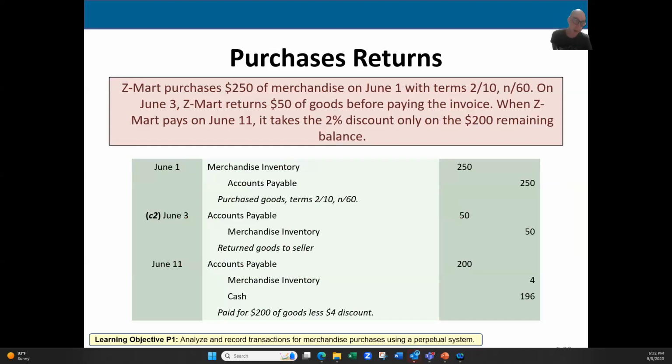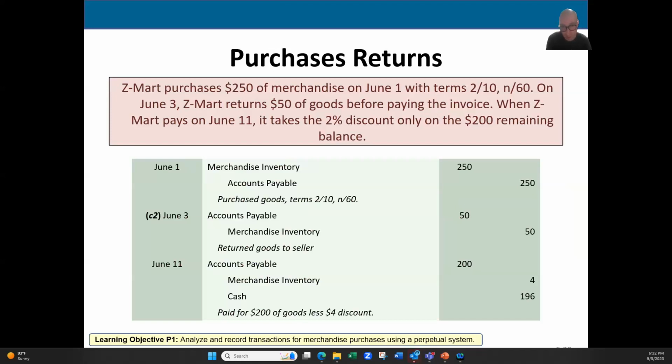On June 11th, I decide, hey, let's take advantage of that 2% discount on the remaining $200 balance. You'll notice I returned $50 worth of stuff. That means I have $200 worth of stuff that I kept. And they gave me a 2% discount in the first 10 days. That discount gets taken on stuff you have left.